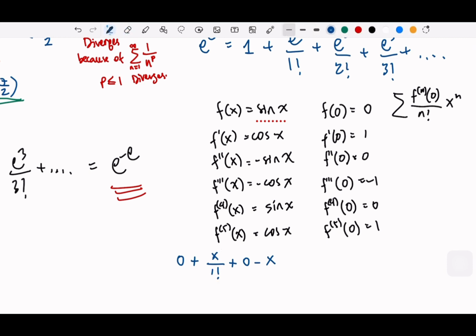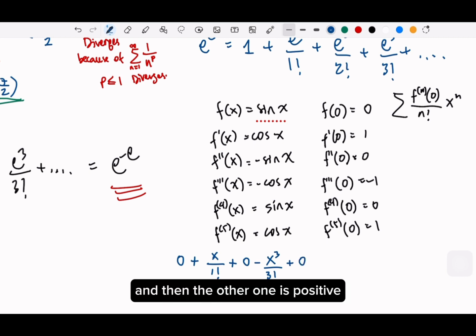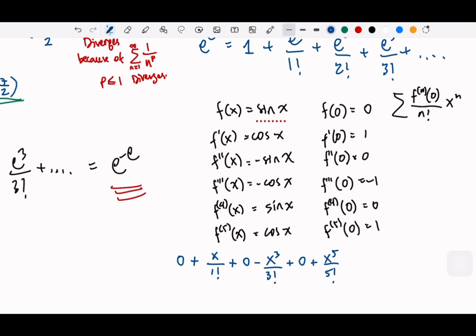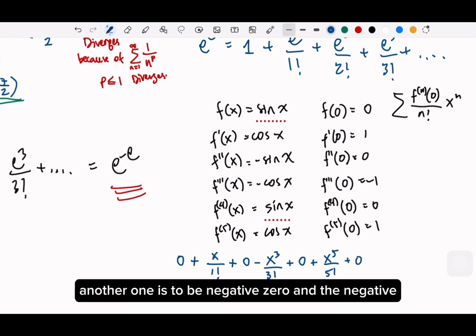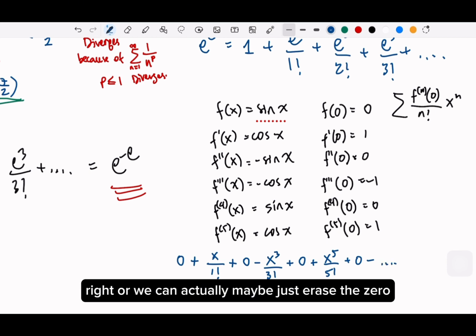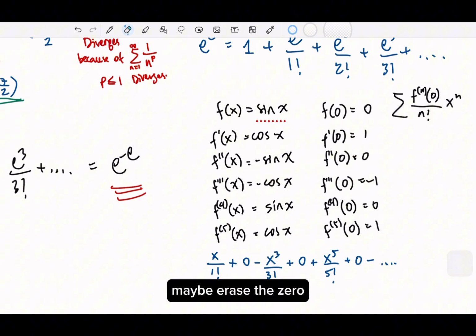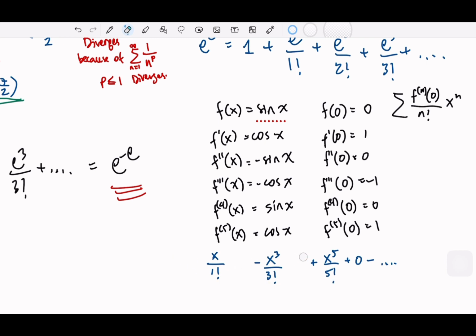And then this is 3, and then the fourth is 0, and then the other one is positive. You would expect another one to be 0 and then negative, right? Or we can actually just erase the 0.